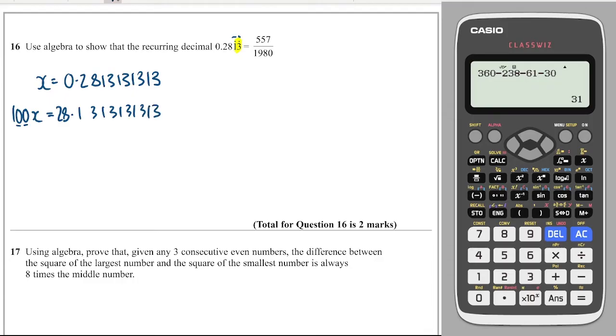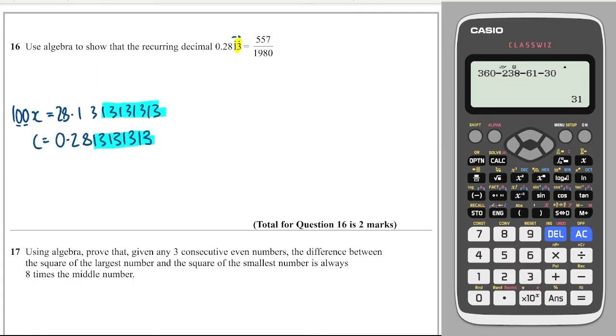28.13131313. And what you will notice is that this method is guaranteed you will get the decimals lining up, and they line up right here. I'm then going to subtract. Well, actually, let me just move this below to make the subtraction a bit more obvious, like this. Very good. I'm going to subtract, and all of these recurring decimals is going to cancel out.